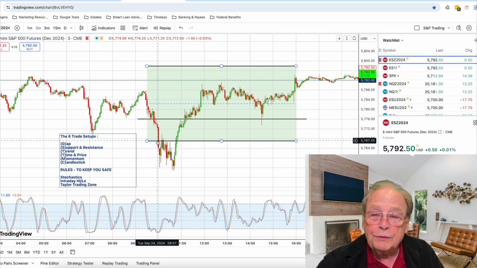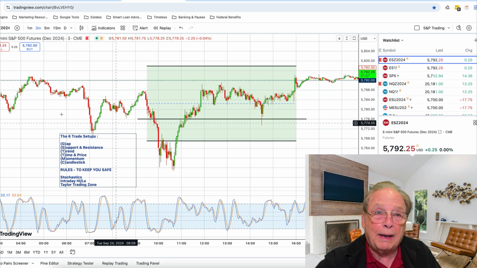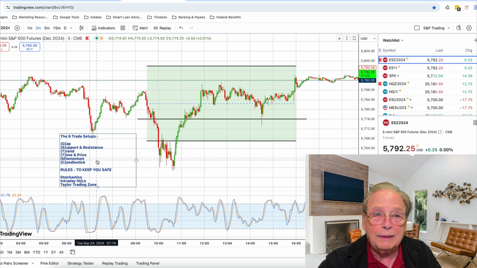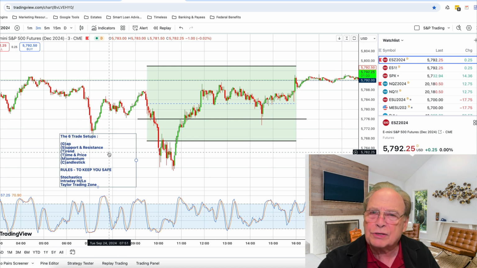So those are the 2 trades of the 6 that I've just told you about, and I have them written out on my chart: gap, support and resistance, trend, time and price, momentum, and candlestick. These are the only 6 trades you have to know if you're going to know how to trade. It's simple, it's not easy. And you always have to take a leap of faith, because you never know where the market's going to go, but you have to know where the market is likely to go, because it's done this hundreds and hundreds, thousands of times. These are the only 6 trades that repeat over and over and over.